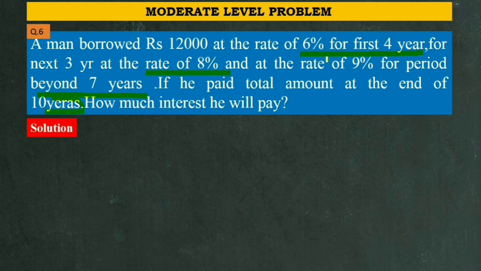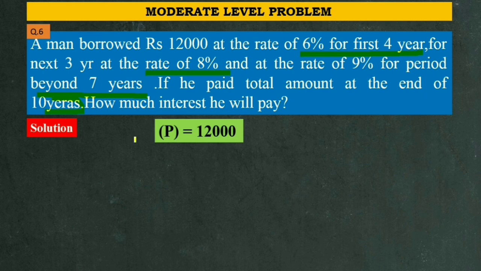So initially 3 rate percentages and the years are given. Firstly at 6% for the first 4 years, then 8% for the next 3 years, and at 9% for the period beyond 7 years. Total years are given, that is 10 years. First period condition, that is 4 years, second period condition, that is 3 years. 4 plus 3 is 7. When we subtract 10 minus 7, we get the remaining years, that is 3 years. For calculating such type of problem, we have to apply the formula of relative rate percentage.